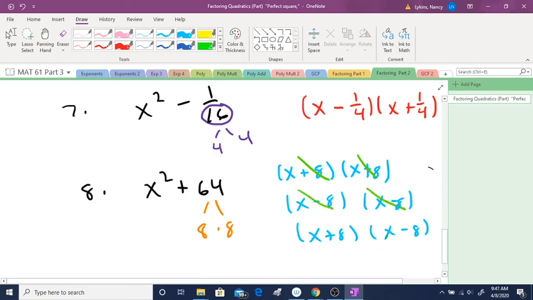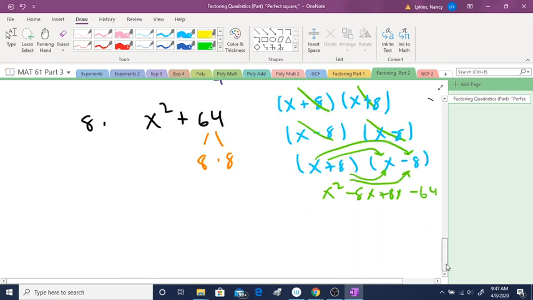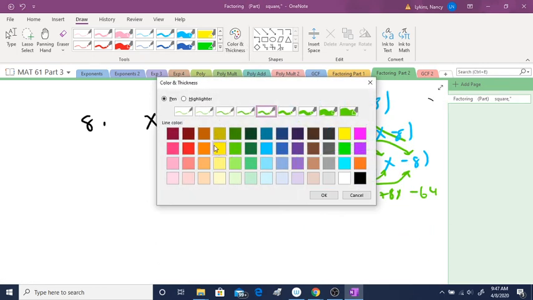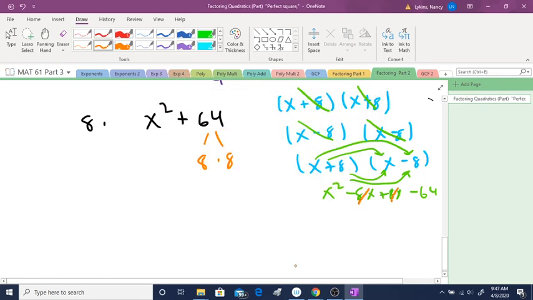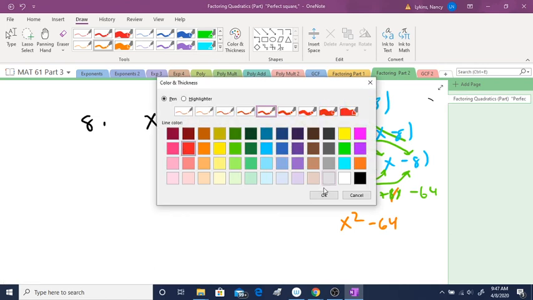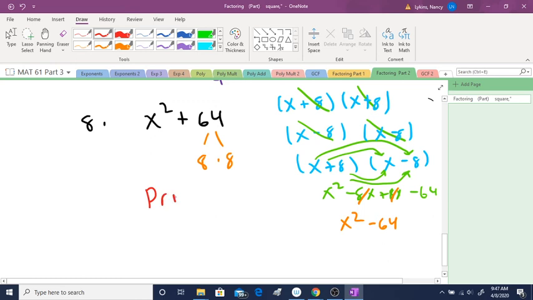And finally, this one right here is the more logical one, because if you FOIL this out, you would say x squared minus 8x, plus 8x, and then 8 times -8 is -64. And then we cross out the x's because they cancel. But look at this. Since this cannot be factored, we call this prime, or not factorable. So anytime you have a perfect square with a plus in front of it, it's not going to be factorable.